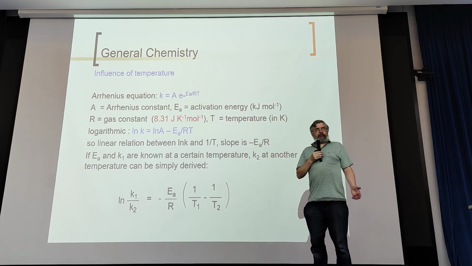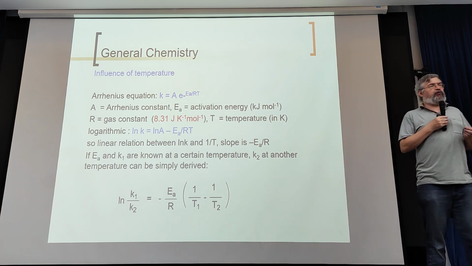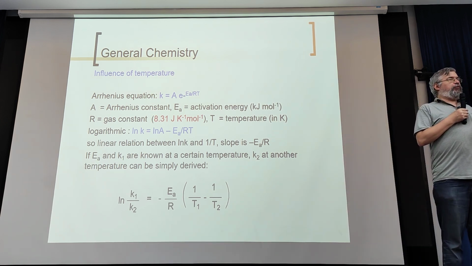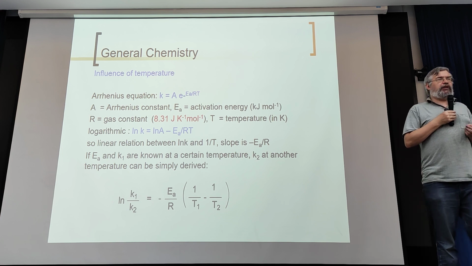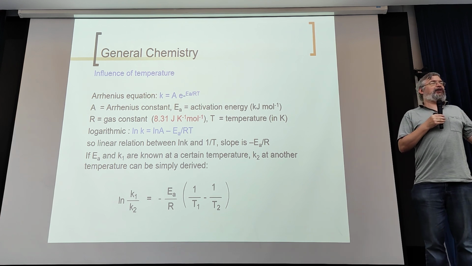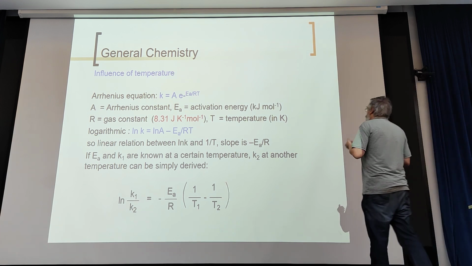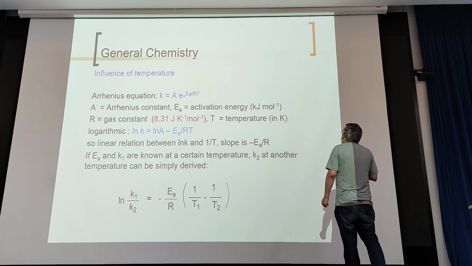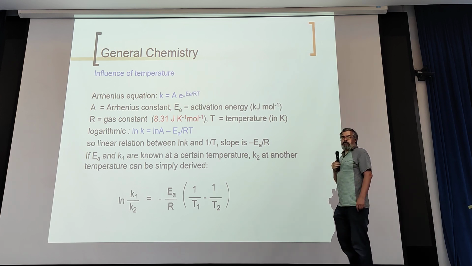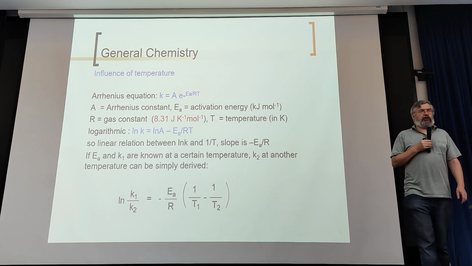R is a gas constant. Now, in this case, we don't calculate with atmosphere, so it's the thermodynamic gas constant. That means it's 8.3, 8.31 joule per Kelvin per mole. The temperature always has to be in Kelvin, not in Celsius.